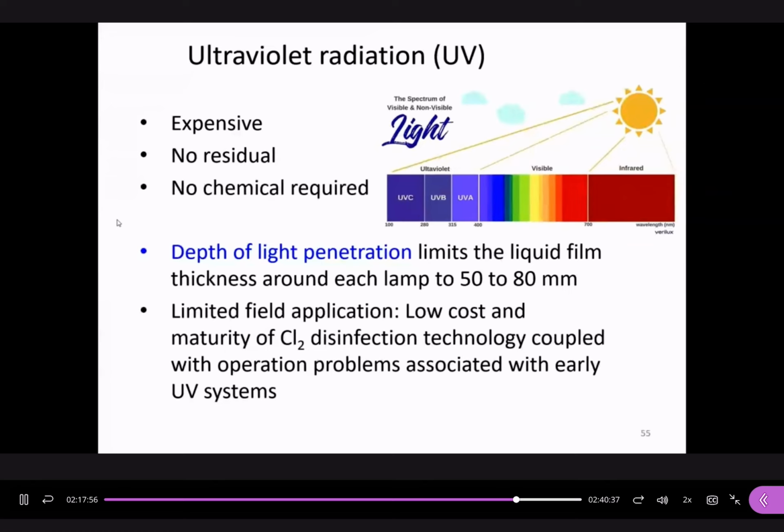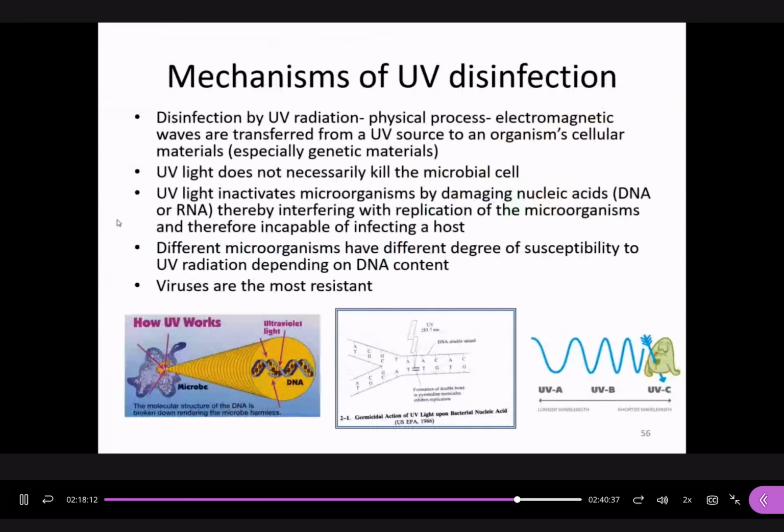UVC has a wavelength of about 240 nanometers, so very high energy. What is the mechanism? Electromagnetic waves are transferred from the UV source to the organism's cellular materials. UV light does not necessarily kill the cell. It inactivates microorganisms by damaging the DNA or RNA, thereby interfering with replication of the microorganisms.